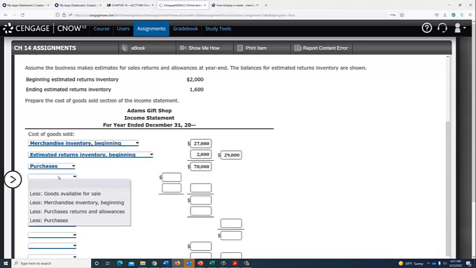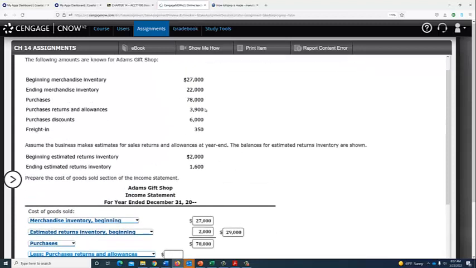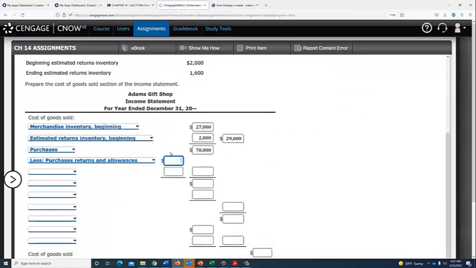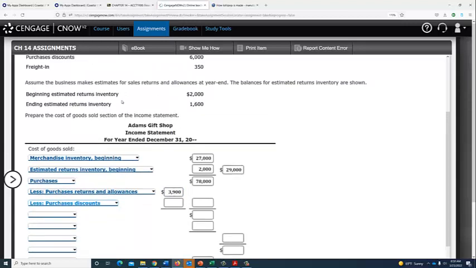And we're going to subtract purchase returns and allowances of 3,900, and then subtract purchase discounts, which were 6,000, and those total $9,900. So we have a $9,900 reduction in our purchases due to returns and discounts. So our net purchases will be $68,100.